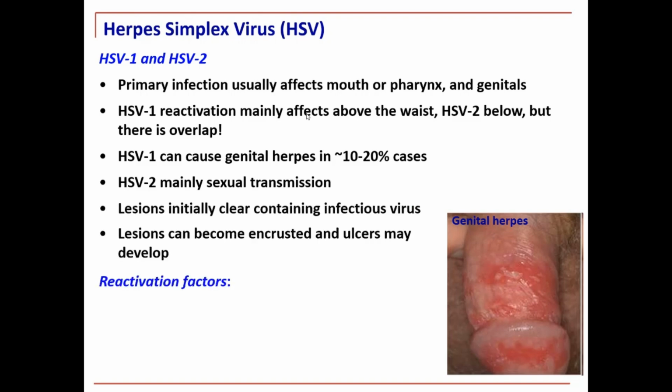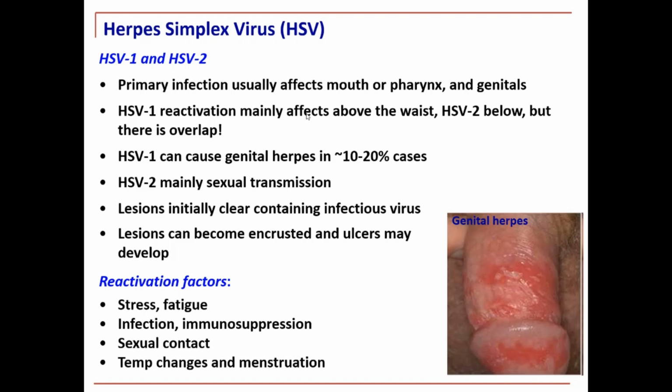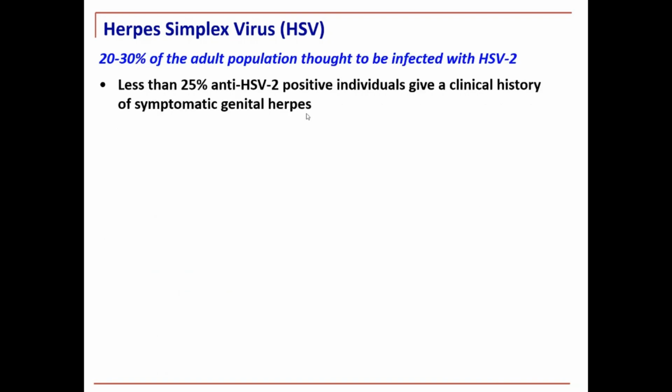In addition, the lesions initially are clear and they contain the infectious virus, and then they can become encrusted and ulcers can potentially develop. And of course, there are lots of potential reactivation factors, such as stress and fatigue, infections and immunosuppression, sexual contact, temperature changes, menstruation. So your temperature changes, things like you might burn your mouth with hot coffee or get sunburn, for example. Other causes include malnutrition, pregnancy, lactation, and as we've talked about, those physical and emotional stresses.